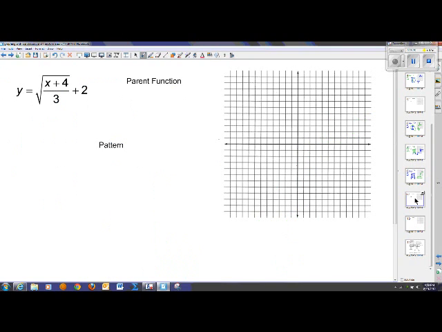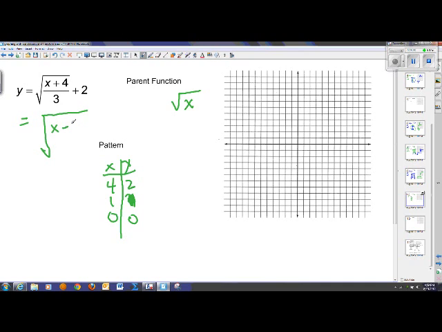All right, now here's our first appearance of a b value. We have a parent function of root x. We know that a root x has a pattern: 0, 0, 1, 1, 4, 2. In this case, I've got to rewrite it so that I'm in standard form.